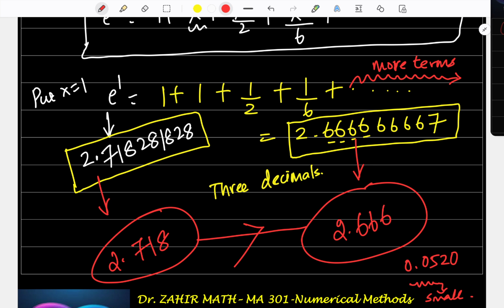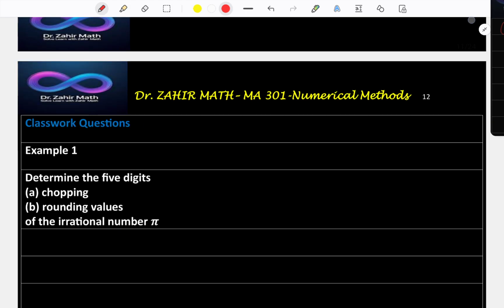Now we are going to do the classwork questions. Some questions are given in the classwork. So let us start our classwork questions now.